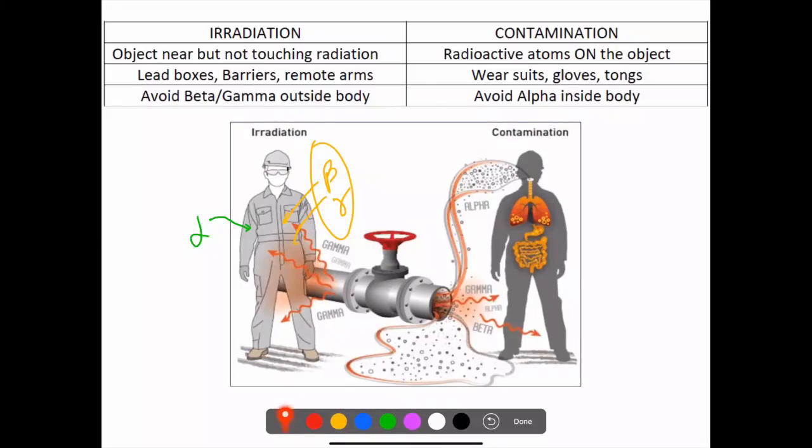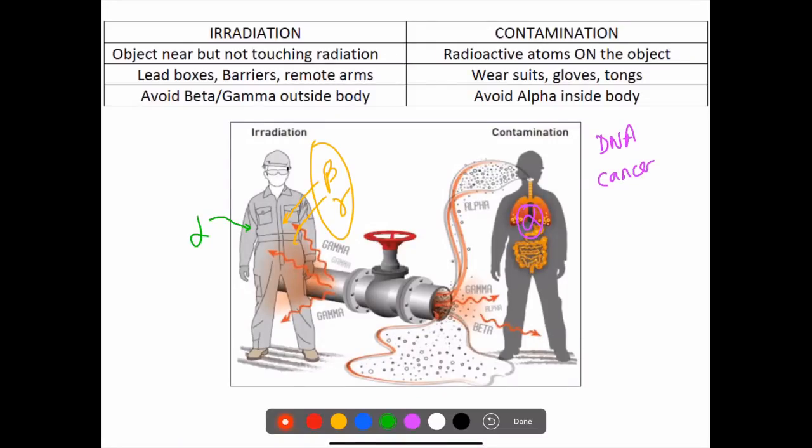Contamination is when the radioactive atoms are on the object or in the person. So if someone inhales radioactive substances, that is dangerous. So how can you prevent that? Wear suits, wear gloves, and use tongs when you're holding stuff so it doesn't go under your nails. Now, with this one, you want to make sure you avoid alpha particles. So if you get contaminated, you don't want alpha particles to go into your body because they are very ionizing, which means they can damage your cells. So it can damage your DNA and that can lead to cancer.